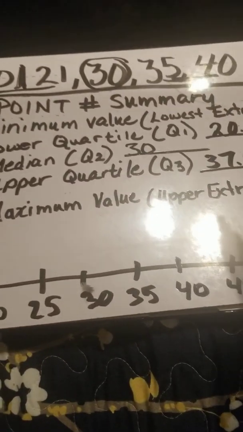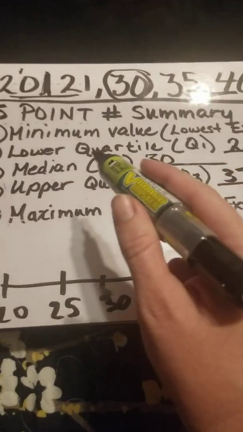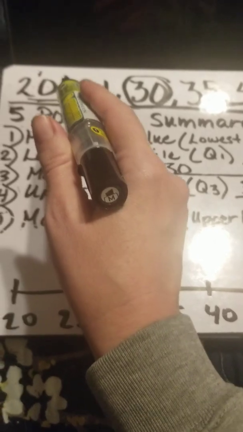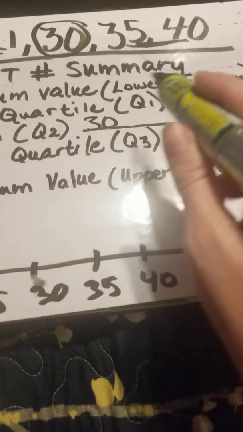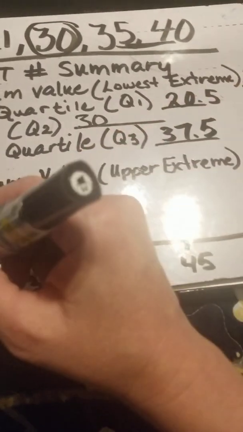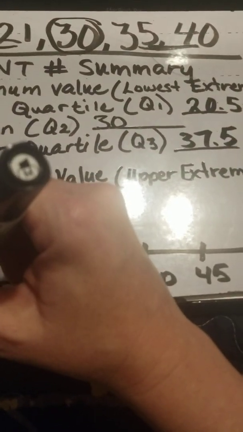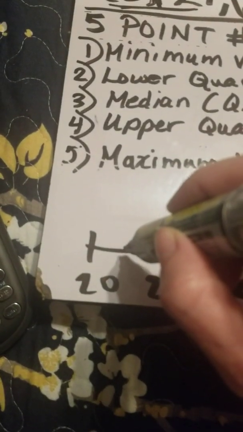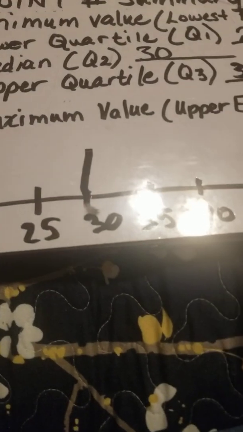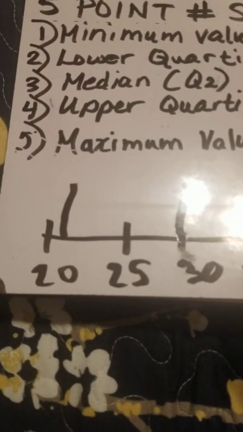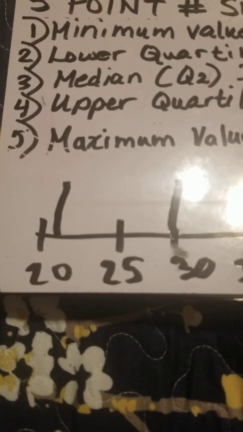Looking at the 5-point number summary, Q1, or the lower quartile, the lower median of the data set after we found the median, is 20.5. So in here, it's going to be about 21.5. You make a line. At 30, Q2, you make a line. That's your median. And Q3 is 37.5, so somewhere around there.